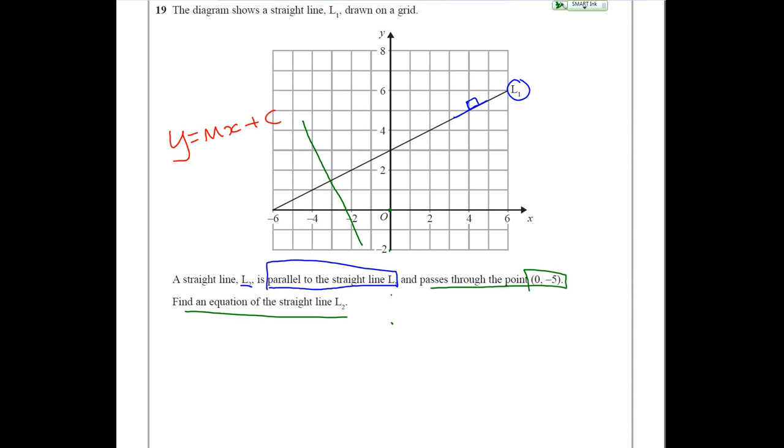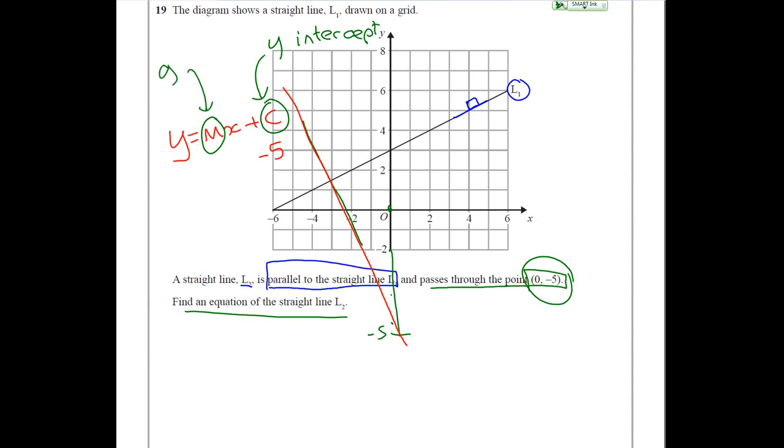C stands for the intercept, which is where it crosses the y-axis. Now we've been told it goes through 0, minus 5. So it crosses the y-axis at minus 5. Okay, so that is minus 5. M is the gradient. So that is the y-intercept. And m is the gradient. Okay. Gradient is how steep it is.